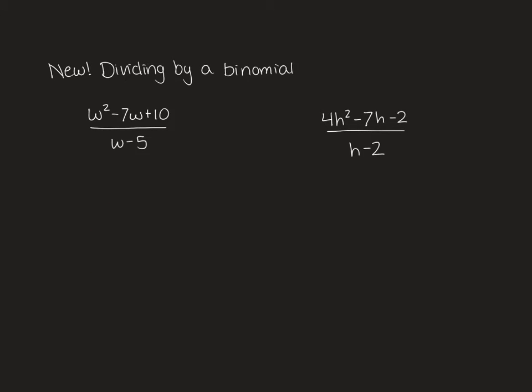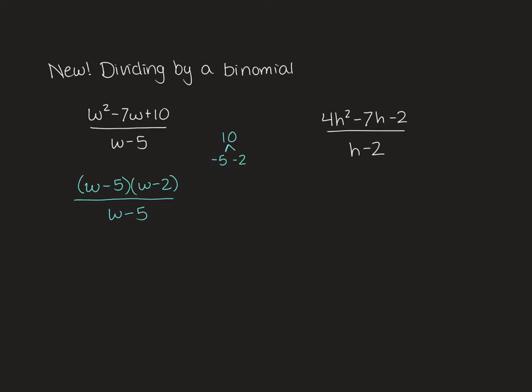Now let's look at something new, dividing by a binomial. If possible, factoring and then canceling is the easiest way to go. So let's look at w squared minus 7w plus 10 over w minus 5. If we factor the numerator there, two numbers that will multiply to 10 but add to negative 7 are negative 5 and negative 2. So my factored form is w minus 5 and w minus 2 all over w minus 5.